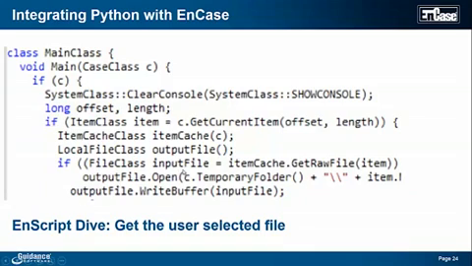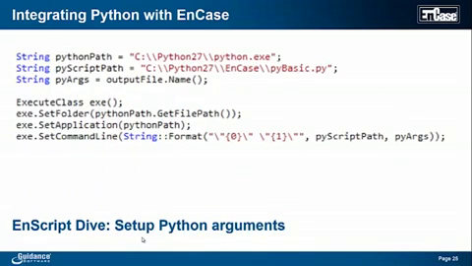And that's what this does. We get the input file, we create a temporary folder, and then we write the output file into the input file that we're going to provide to Python as part of the setup here. So again, we're using an EnScript in order to be able to copy the file that was selected by the user and actually put that into a temporary folder and then write it into an output file so that we're going to be able to provide it to the Python script.